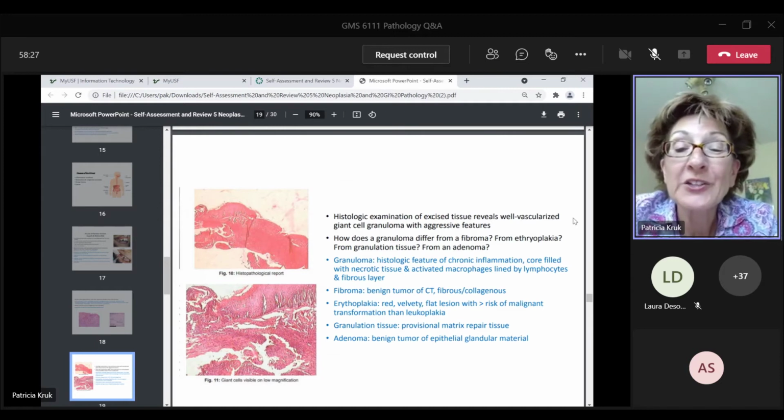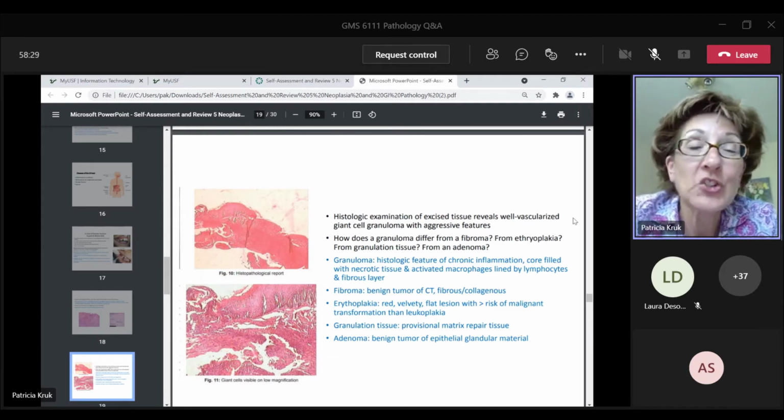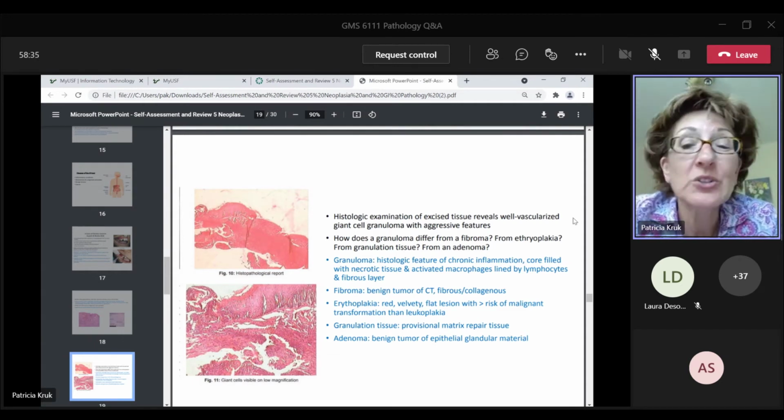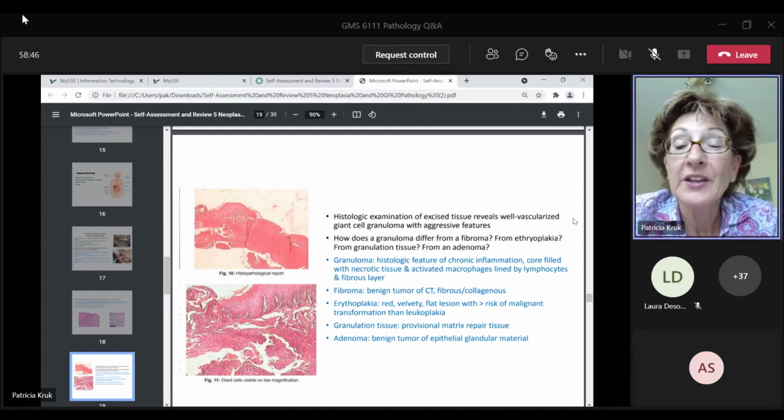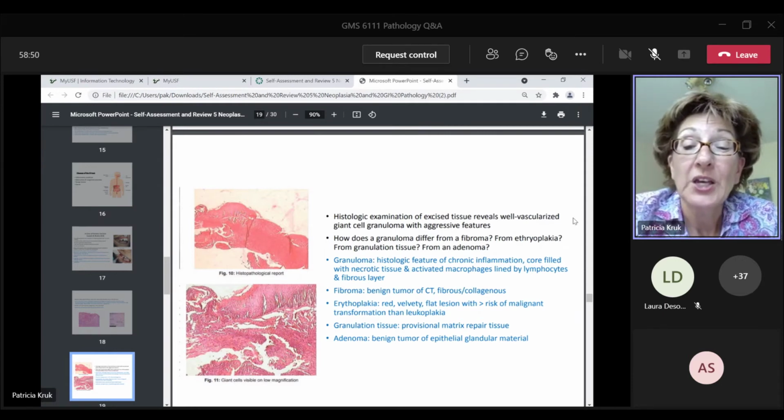Remember, typically a granuloma is the histologic hallmark of a chronic inflammatory event. It is typically filled with a necrotic core of tissue. Often there are activated macrophages that are lined by lymphocytes and sometimes a bit of a fibrous layer to try and contain the damage. On the other hand, fibromas are just dense connective tissue benign tumors.